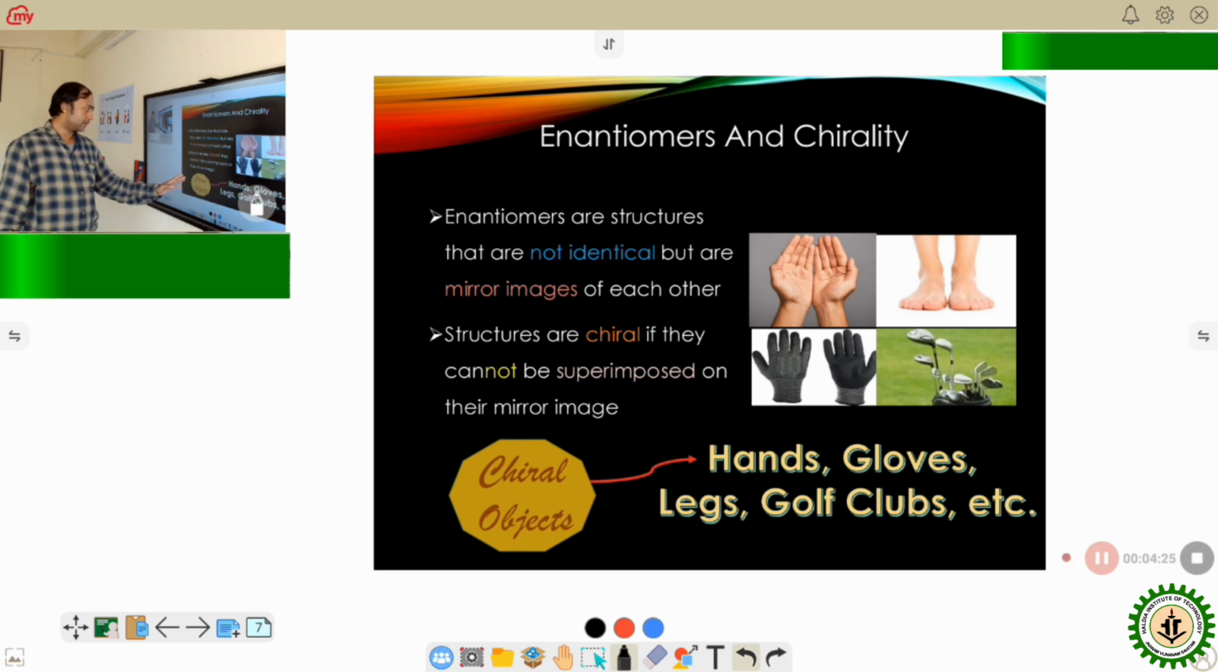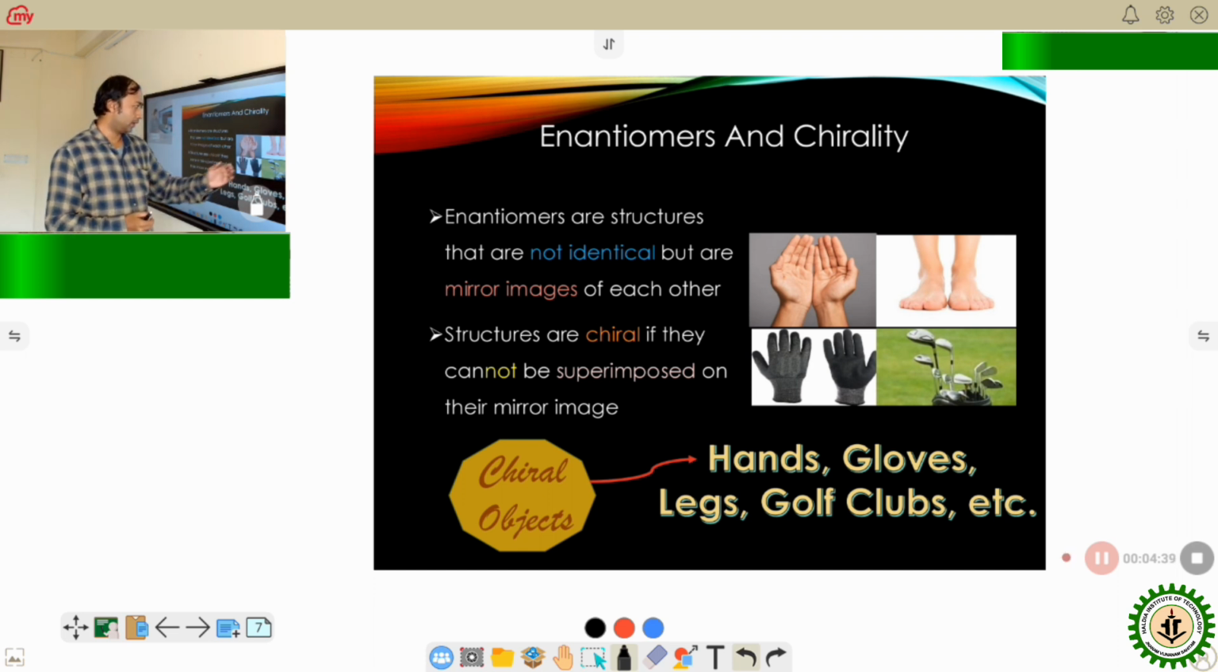You can also see some examples of chiral objects in our daily life. We have handedness: this is our right hand and left hand. Our feet, gloves, golf clubs. Basically right-handed gloves and left-handed gloves are not superposable with each other. This is an analogy of an enantiomer.